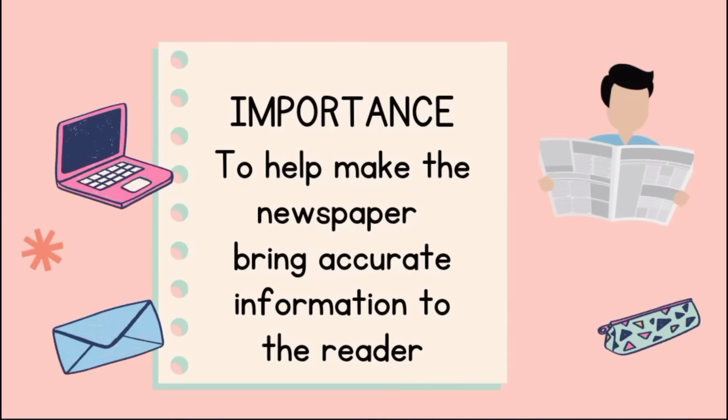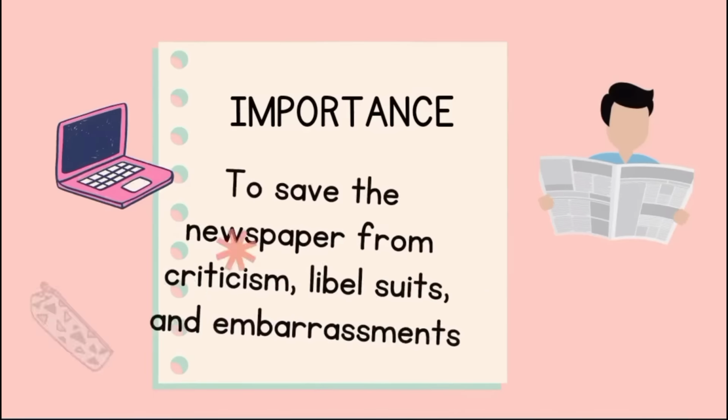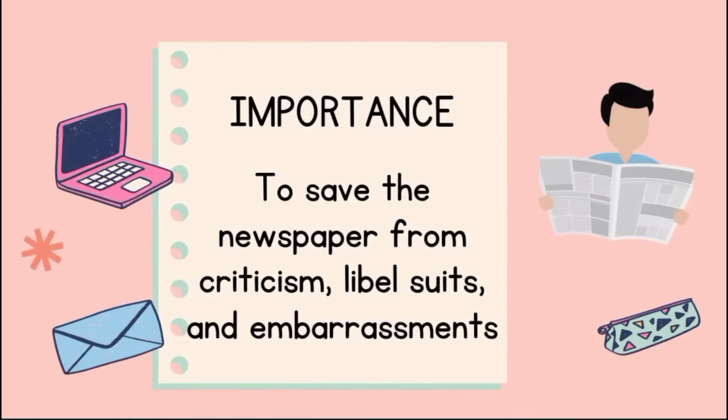Another importance of the role of the copy reader is to save the newspaper from criticisms, libel suits, and embarrassments. First, what is libel? It is a criminal act of speaking or writing wrong, defamatory, and degrading information about an individual or group, intentionally or not. So journalists should be careful about what they write and speak. This is important and crucial. A newspaper should uphold its reputation of delivering only the truth. Publishing wrong information about a certain individual, business, company, or groups can earn them libel charges.